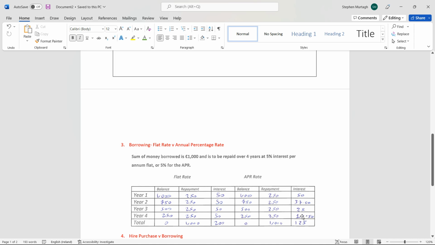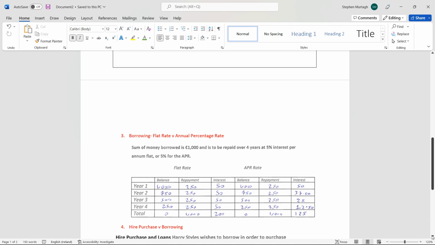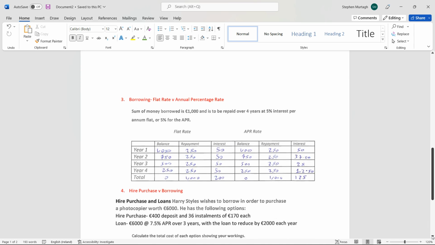So to get the total interest on the APR rate, is just adding 50 plus 37.50 plus 25 plus 12.50, which means the interest is €125. So you've now worked out the interest to be paid, which is for flat €200 or for APR €125.